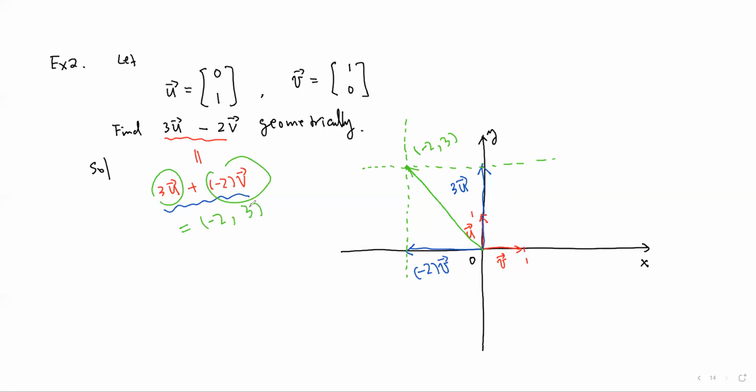A vector, a point, and an arrow, we view them as the same thing in linear algebra. This is all for today's class. Any questions?